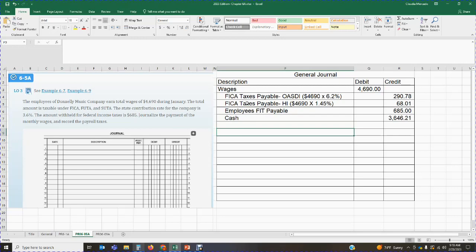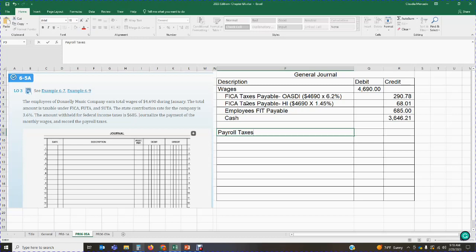Now my second entry is record the payroll taxes, okay? This is the expense that the company, the business that you work for, has to pay for having employees, okay? So we're going to have payroll taxes, and in all of the places that I've worked before, it's called payroll tax expense. In this textbook, they're just using payroll taxes, okay? But just know that the account payroll taxes, just like wages, are both expense accounts, okay?